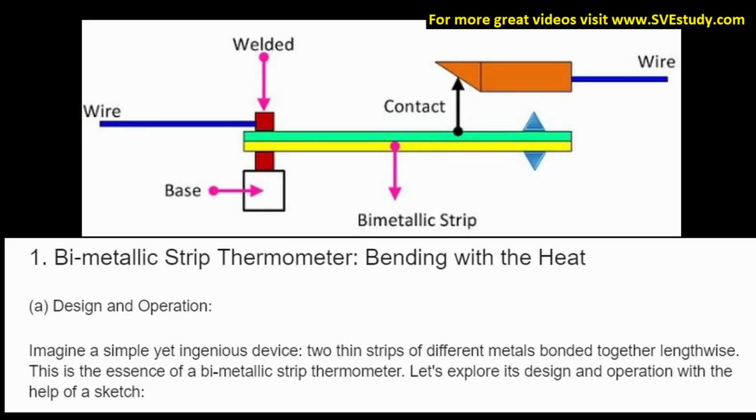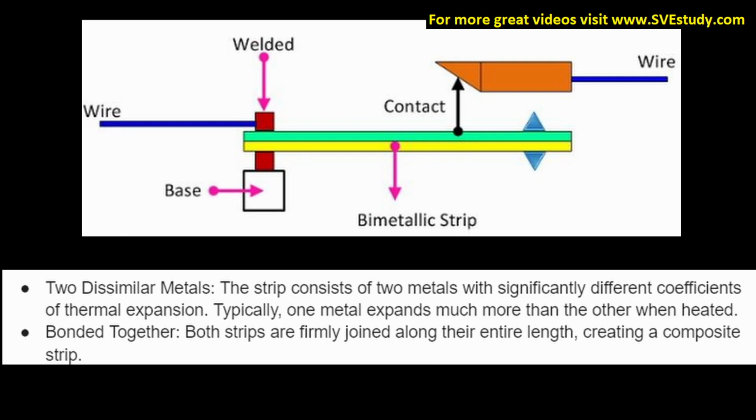A. Design and operation. Imagine a simple yet ingenious device. Two thin strips of different metals bonded together lengthwise. This is the essence of a bimetallic strip thermometer. Let's explore its design and operation with the help of a sketch. Look at the sketch. There are two dissimilar metals.